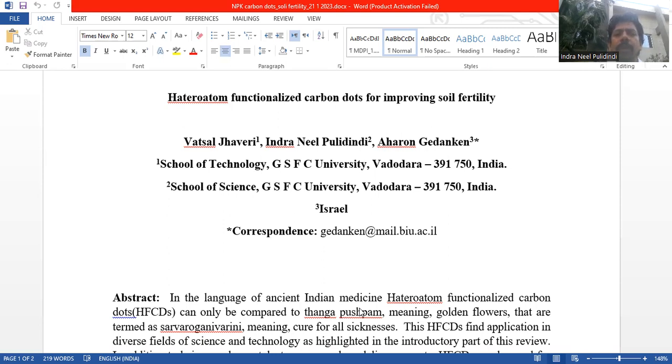So the objective of the compilation of the review article on the use of heteroatom functionalized carbon dots for agricultural applications is to increase the knowledge in the field of application of these carbon dots to the field of agriculture, because mainly India is the land of villages.